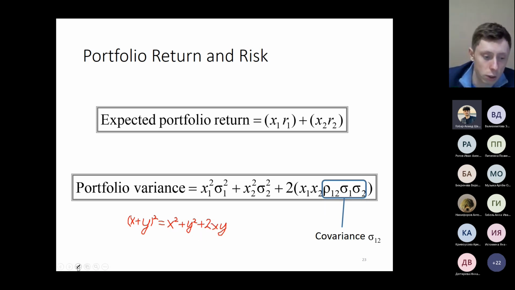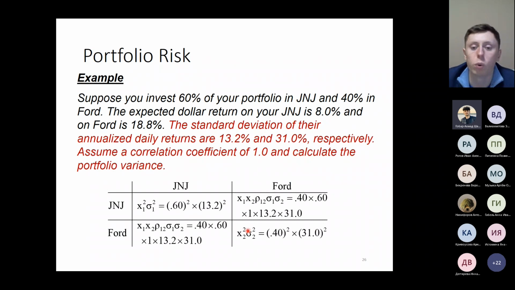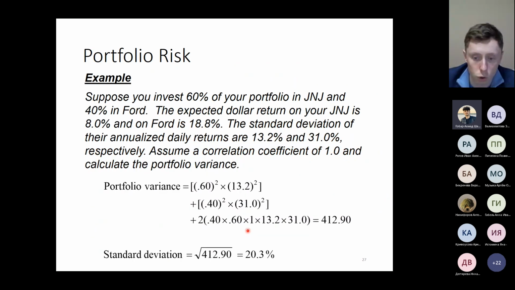And no, this x is not the same as this x, it is just for the sake of remembering the formula. In this case, x equals x1 multiplied by sigma 1, y equals x2 multiplied by sigma 2, if rho equals 1. Then we can just re-estimate it, and when you receive the slide, you can check it. You will see that the standard deviation would be the weighted average of the standard deviations.